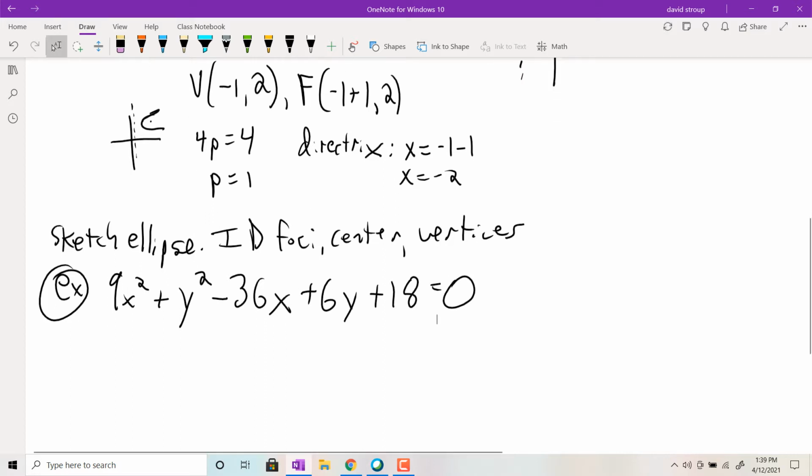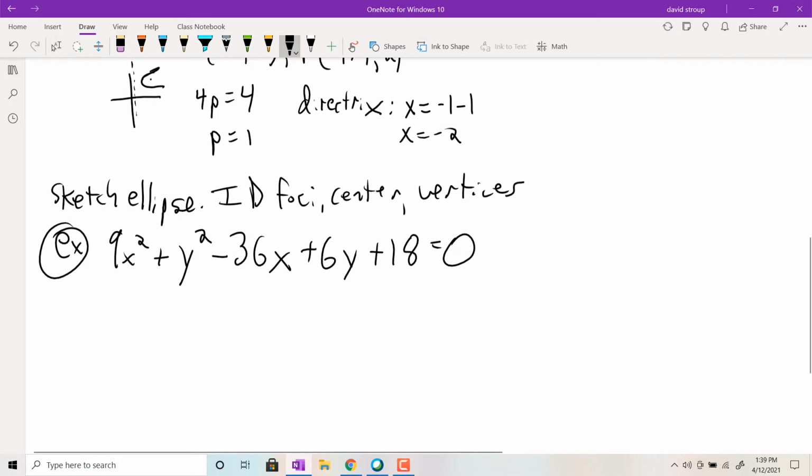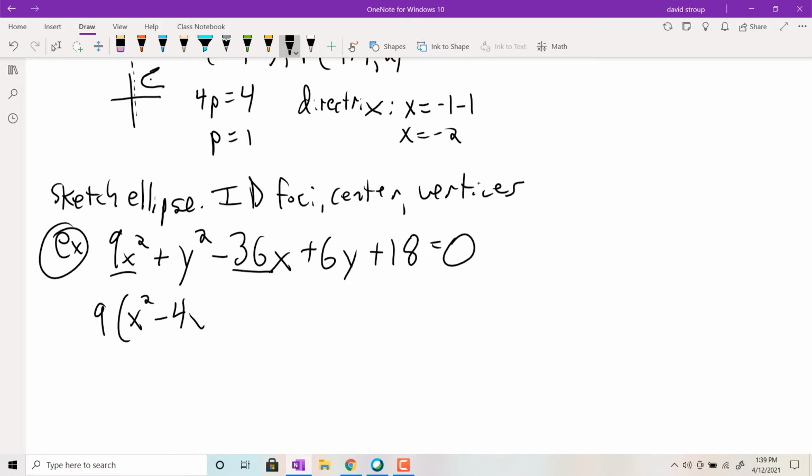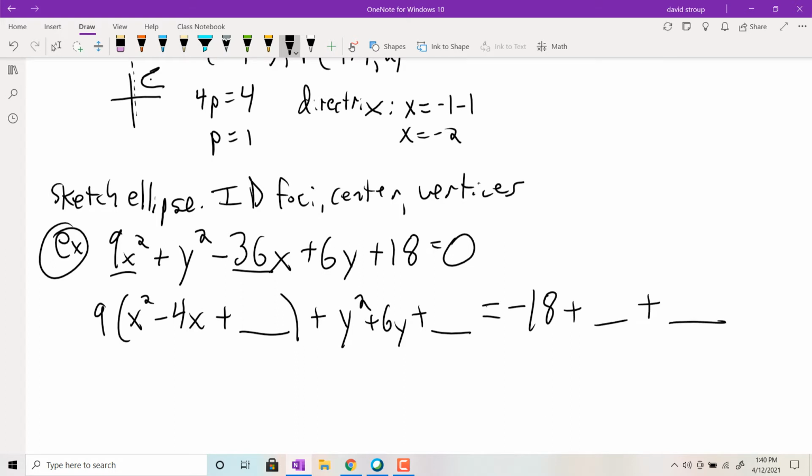Okay. Anyways, for this guy, we want to collect all the x stuff together and then get a leading coefficient of 1 on the x squared. So I'm going to factor out the 9. I'm going to have x squared minus 4x, and then plus, I got to complete the square on that, and then plus the y stuff. I already have a leading coefficient of 1 there, so y squared plus 6y, and then I'll have to complete the square. Push the 18 to the other side to get negative 18 plus blank plus blank.